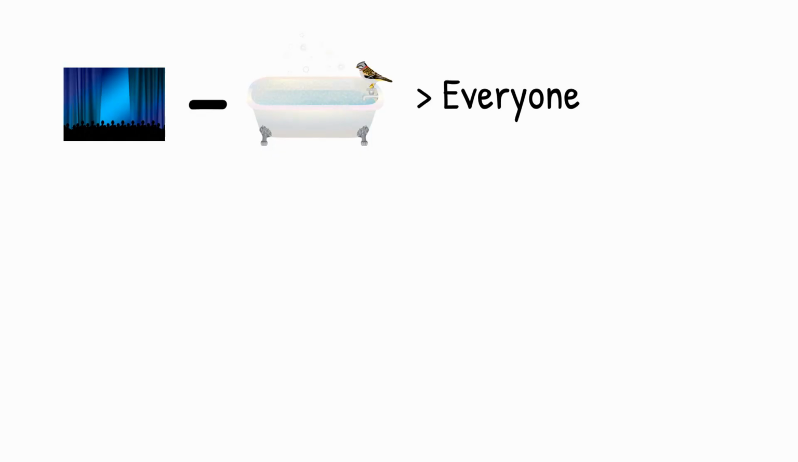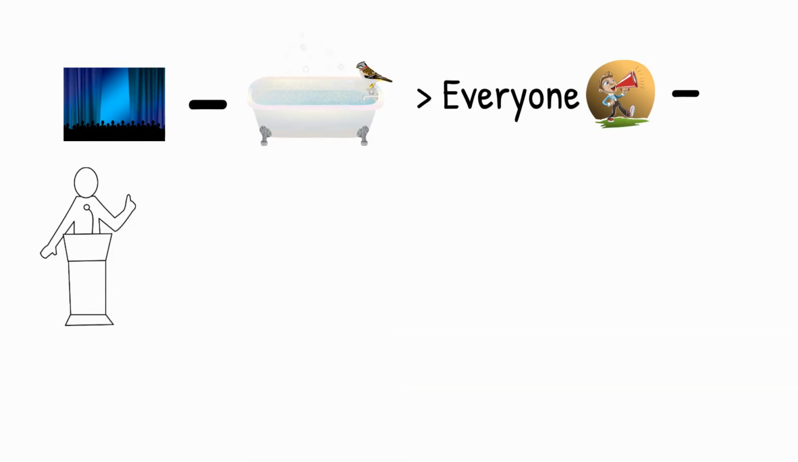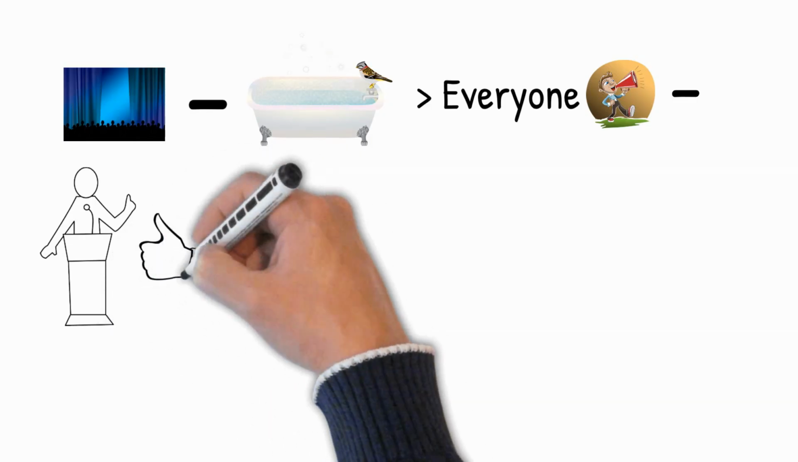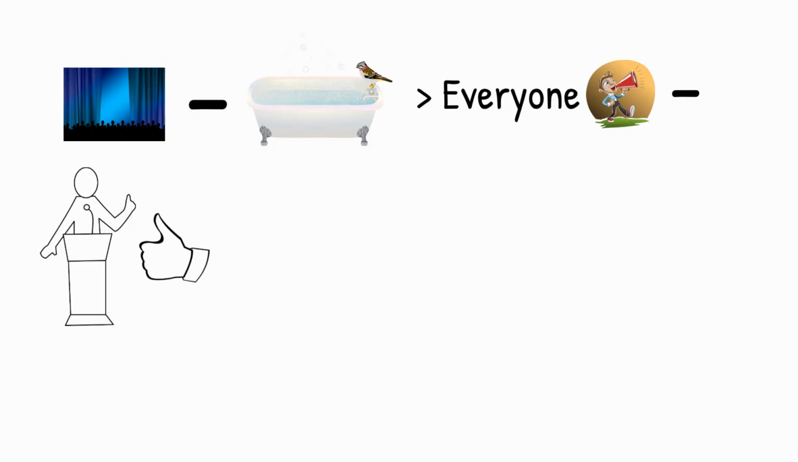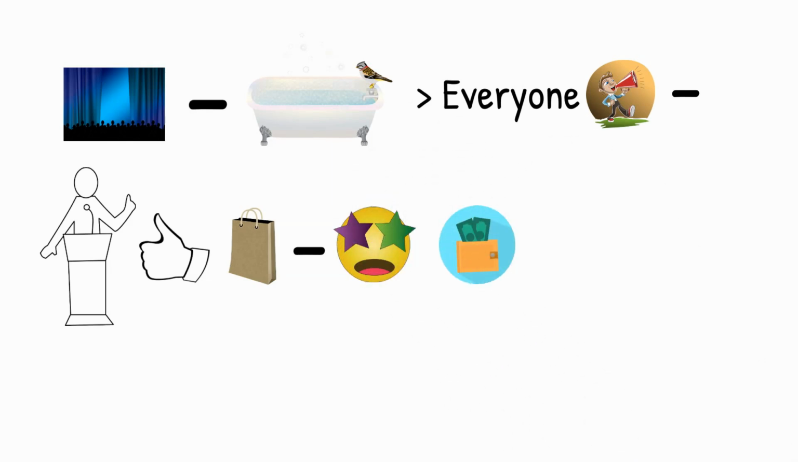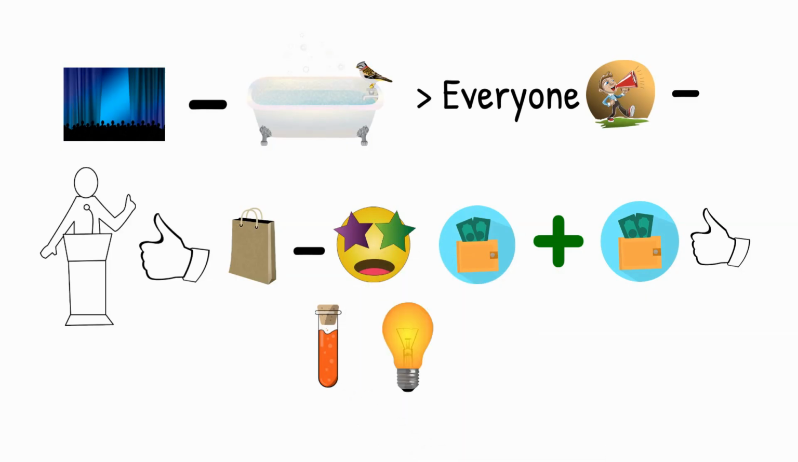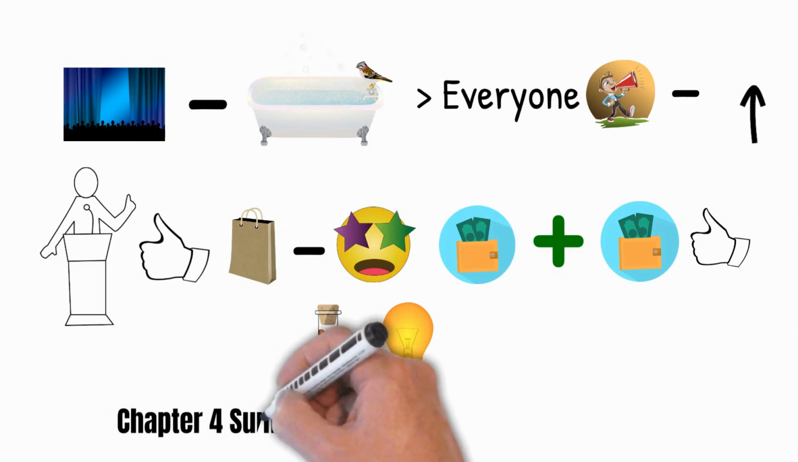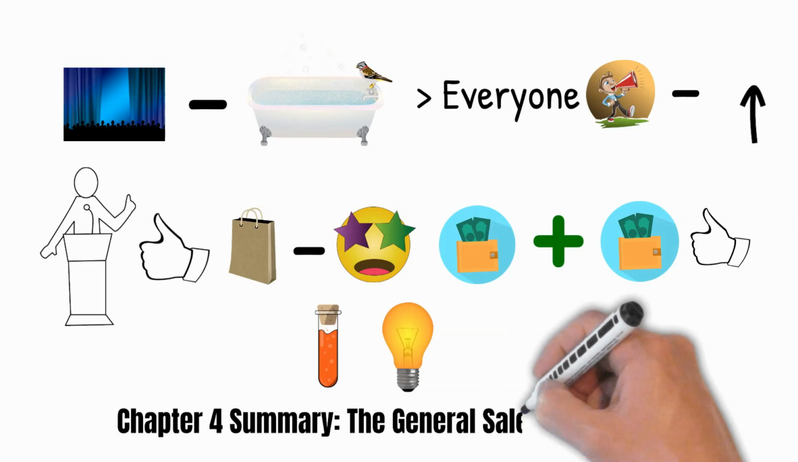Next is the promotion, which means how persuasive your text is. The more persuasive, the higher the rating. And the last is product, which means how good is the experience of the audience after they buy your product. The more they return to buy, the higher the rating. Some improvement ideas for those are also mentioned in Content Lesson 4 in the previous video. Chapter 4 summary is the general sales rate formula.